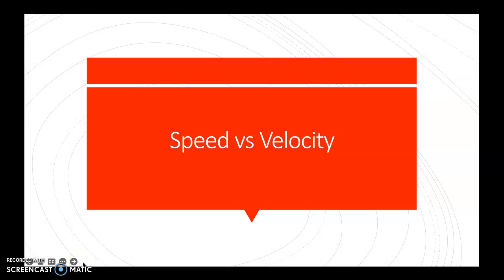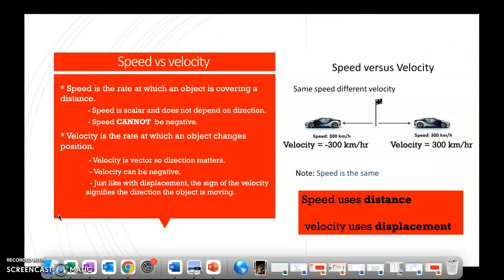Speed versus velocity. First, we need to figure out what the difference is between speed and velocity. So speed is the rate at which an object is covering a distance. As we said before in previous lectures, distance is a scalar unit, so that means speed is also scalar, meaning direction does not matter. The value is not dependent upon direction at all, which also means that speed cannot be negative.